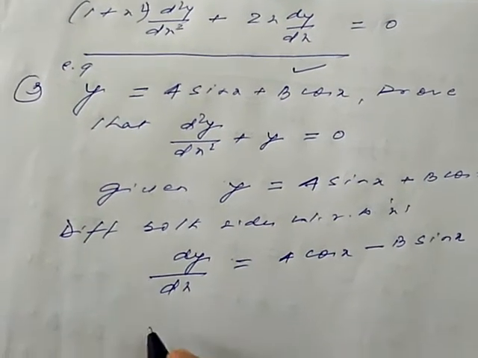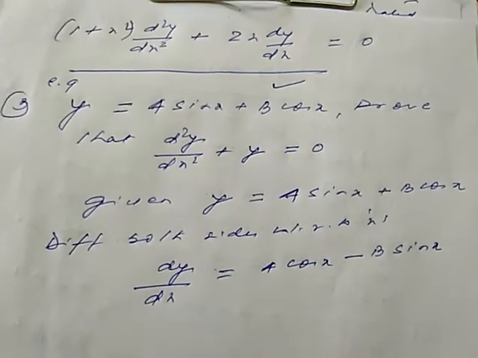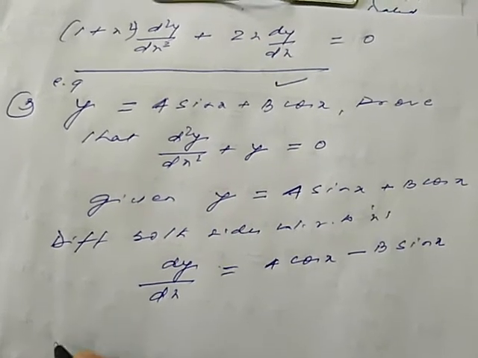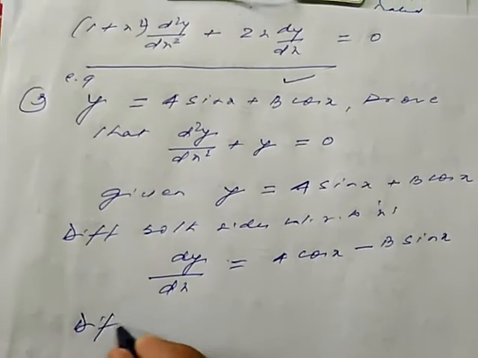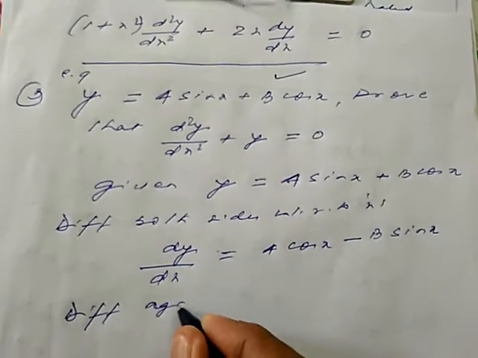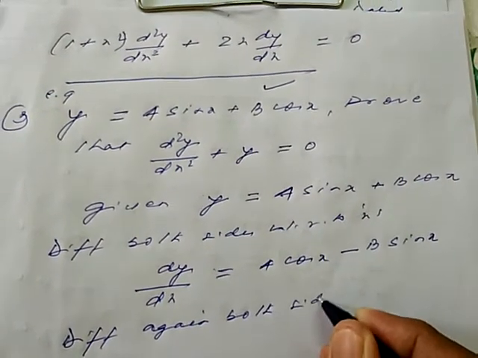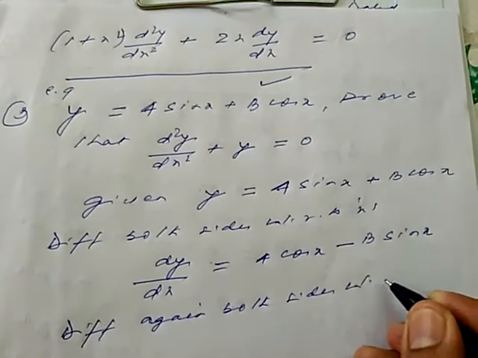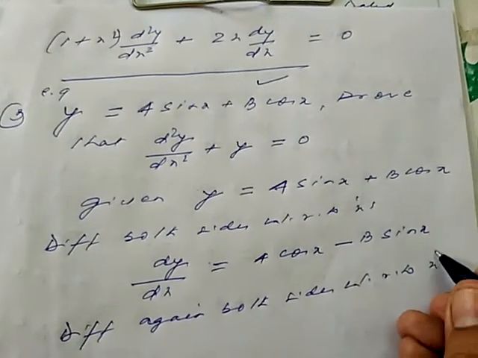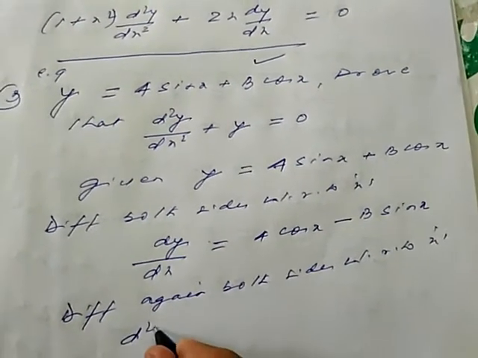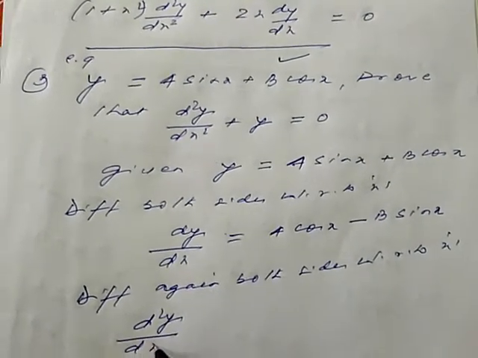But our motive is not to go for only dy or dx, but our motive is to go for the double derivative. So I'm differentiating again both sides with respect to x, and we are getting this d2y upon dx square.